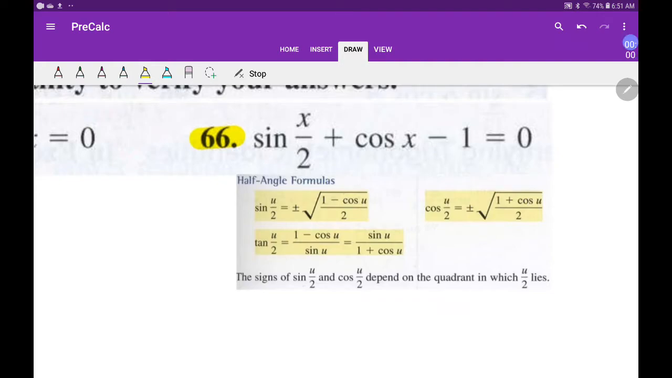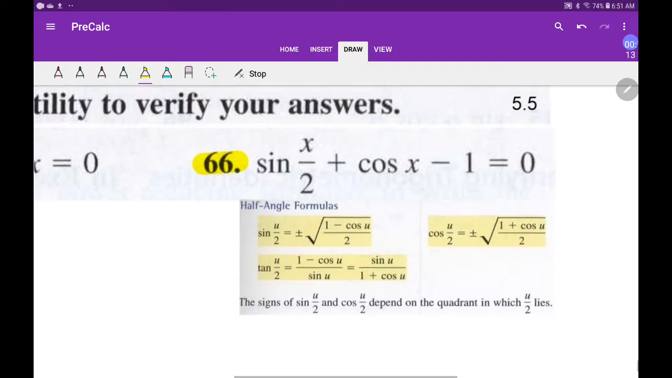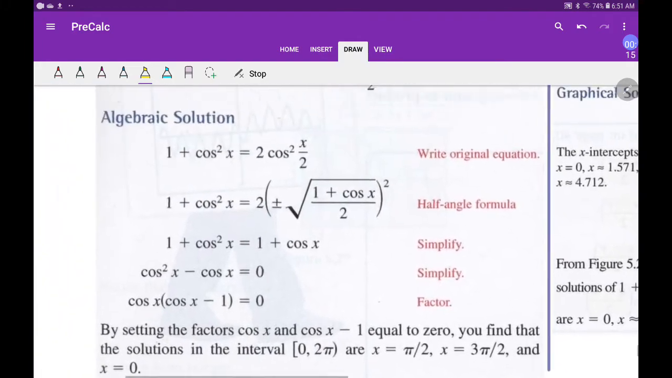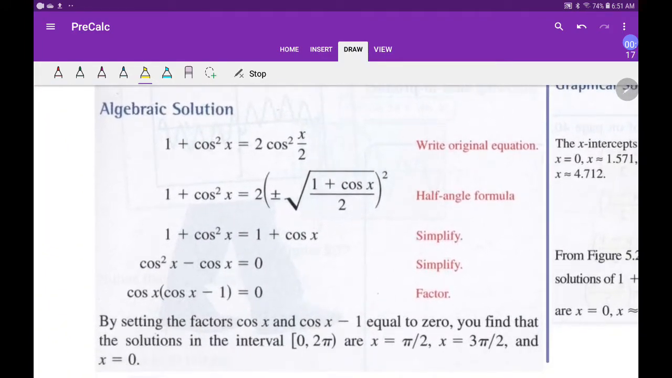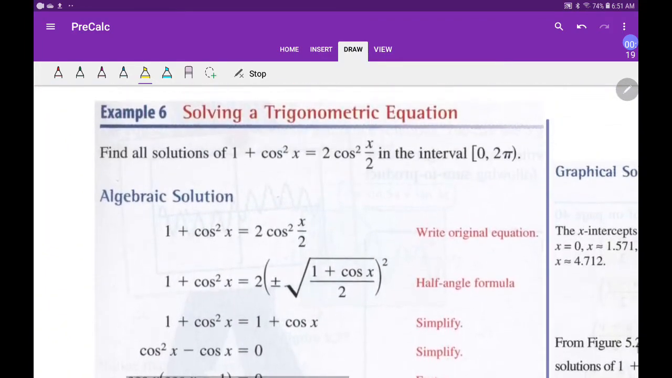First of all, let me remind you about the half-angle formulas. Sine of u over 2 is equal to plus or minus the square root of 1 minus cosine u over 2, and so forth. And we're going to use that. If we are given this kind of thing, x over 2, we'd like to be able to write it like this.